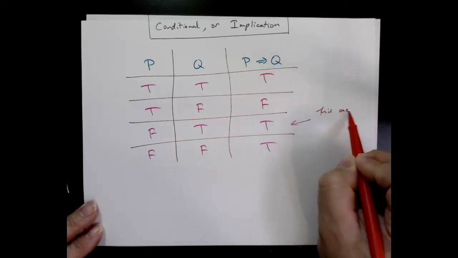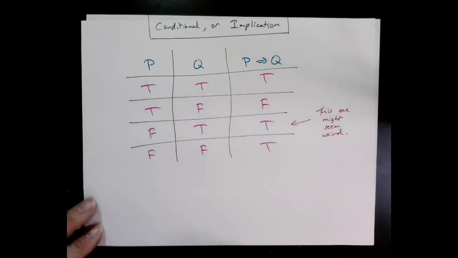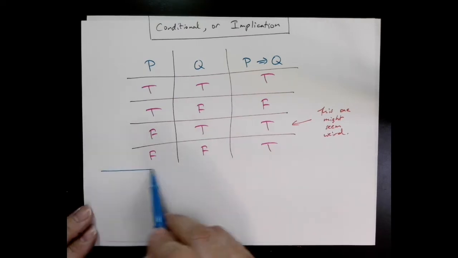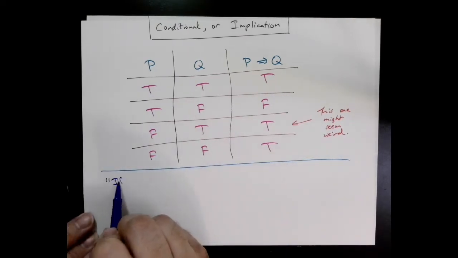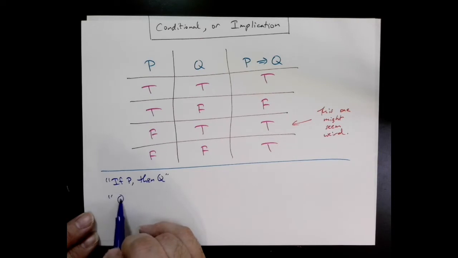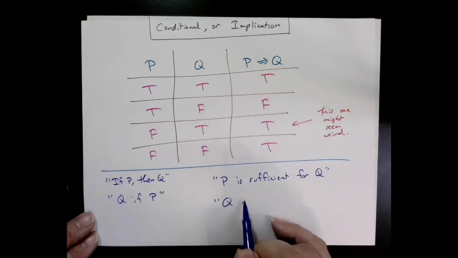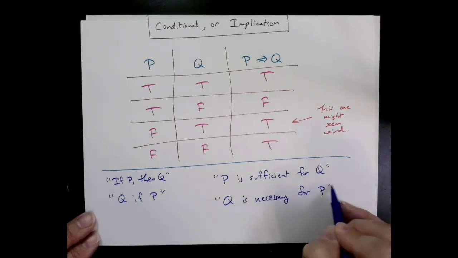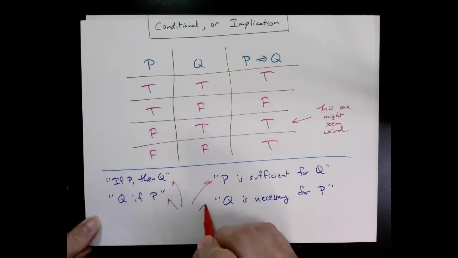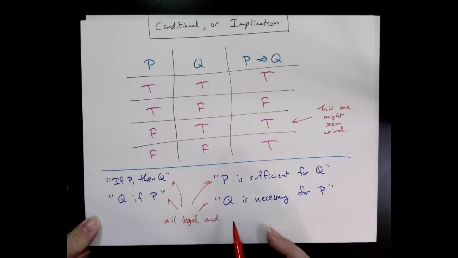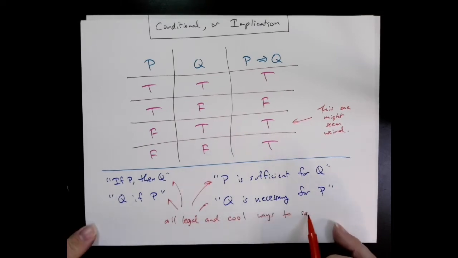Anything else is considered true in terms of this implication. I'll say a bit about this in a minute, but it might seem weird that we choose that false implies true is true, but there are reasons for that. But let me also say that there are a lot of ways we actually say this in English. So all of the following are appropriate. We can say if P then Q, Q if P, P is sufficient for Q, Q is necessary for P. These are all legitimate ways to say the same thing.